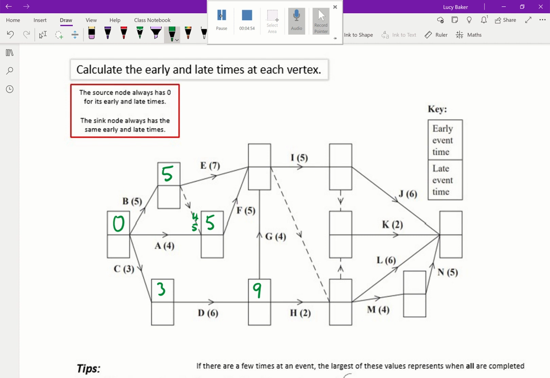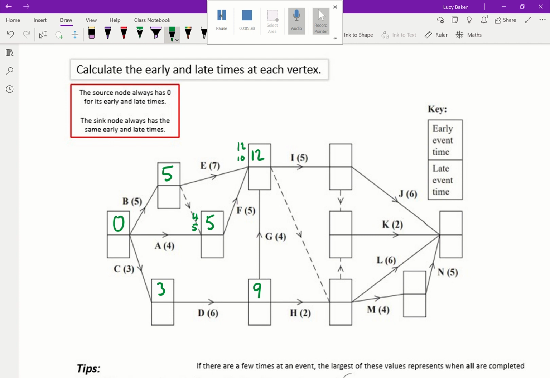For E, to get to this box, there's actually 2 different routes I could take. I could go from 5 from this box over here, and it would take a time of 7, so it could take me 12 if I go that way. If I go via A, this event is going to have an early time of 5. If I add 5 to that, it's going to give me 10. So remember, I always pick the biggest time because I need E and F to be completed by the time I get to this event. So the early time is going to be 12.